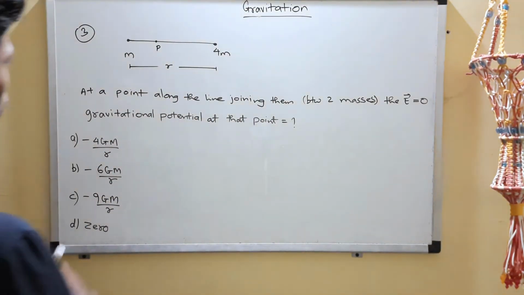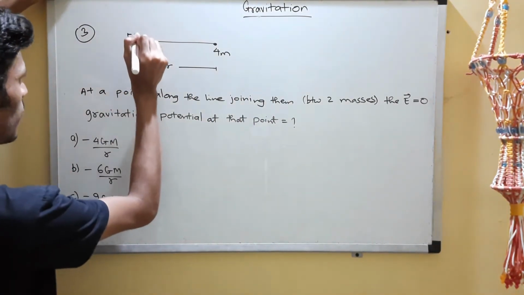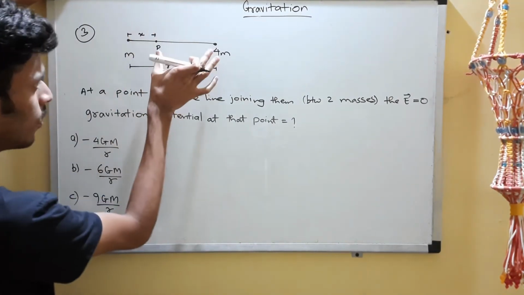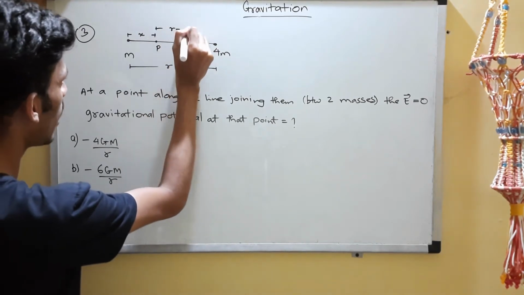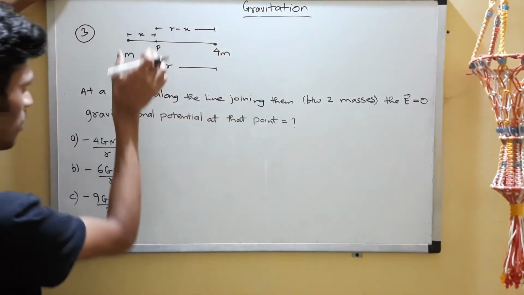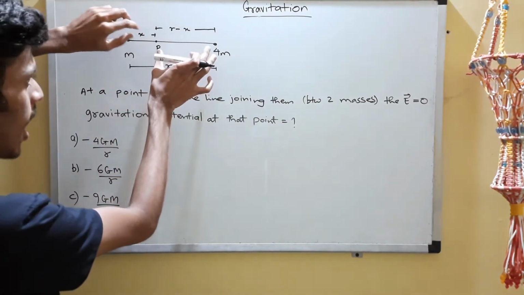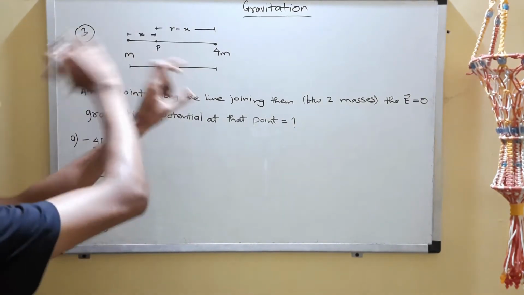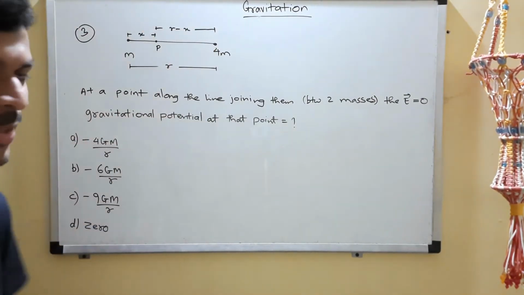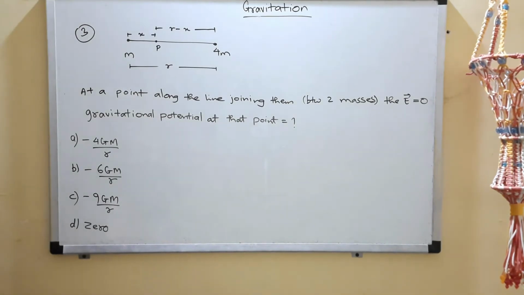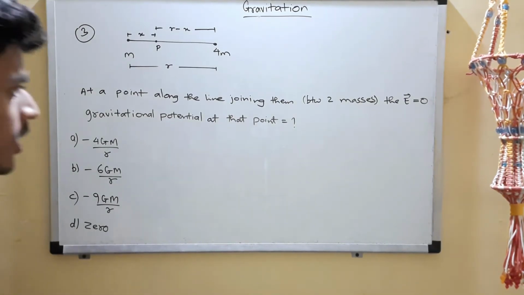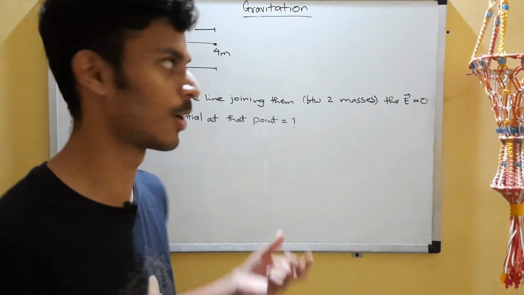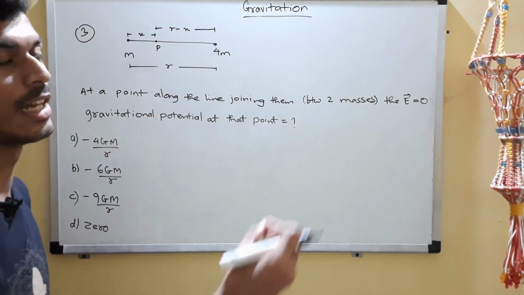First of all, we'll assume that the distance of the smaller mass from this point P is x, and here what will be this distance? This distance will be r minus x. So this distance is x, and this will be r minus x. Of course, you can assume it vice versa also, nothing's wrong with the assumption. Now we have to find this value of x in terms of r, so we have to locate where this point is.